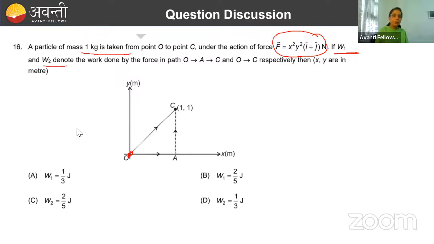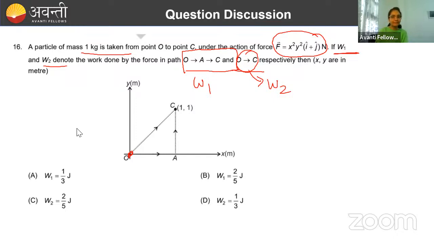W1 is work done when you take the particle to C point through O to A first and then A to C like that. And second time, you are taking the particle directly from O to C. So we have to take the particle from O to C. There are 2 different ways for it. First, you took it to A and then to C, and in the second way, you are directly taking it to C. So, in the first process, work done is indicated as W1, and in this process, work done is indicated as W2. So in the question, it is asked, what will be the value of W1 and W2? How you will calculate that?